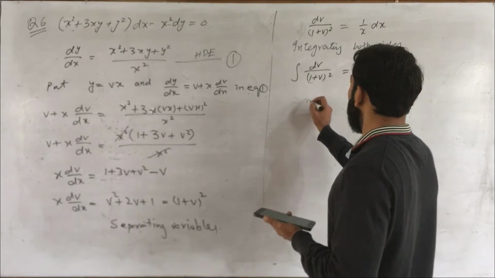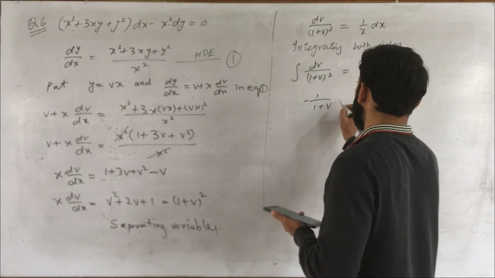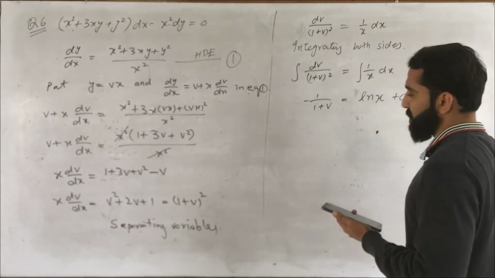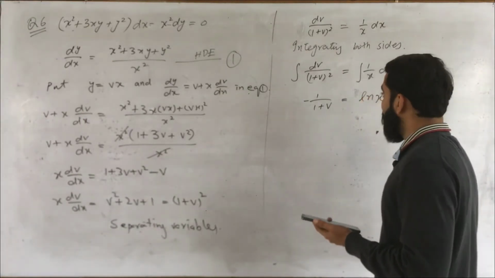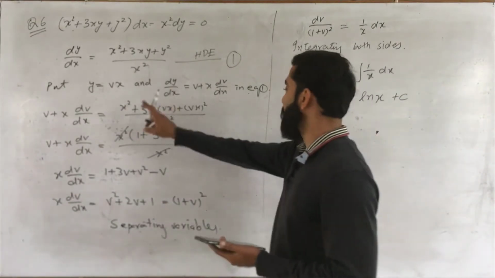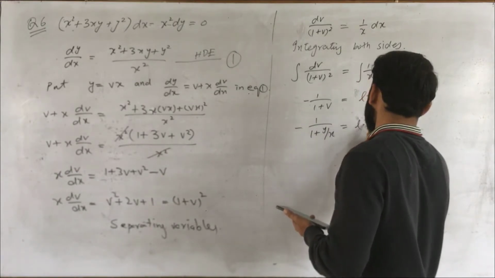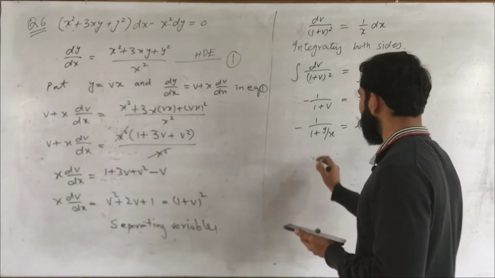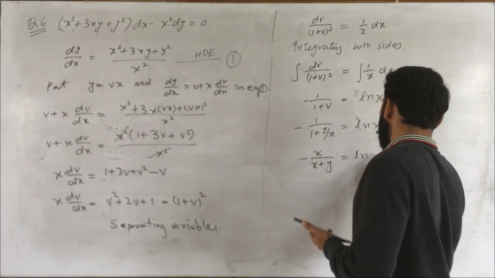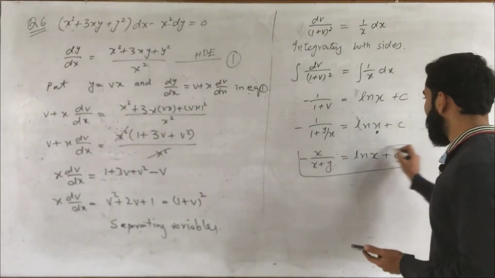After applying the power rule, the integration of this term is minus 1 over 1 plus v is equal to natural log of x plus a constant c. Now giving the value of v, which is y over x, back here, minus 1 over 1 plus y over x is equal to natural log of x plus c. It can be written as minus x over x plus y is equal to natural log of x plus c, which is the general solution of our question number 6.